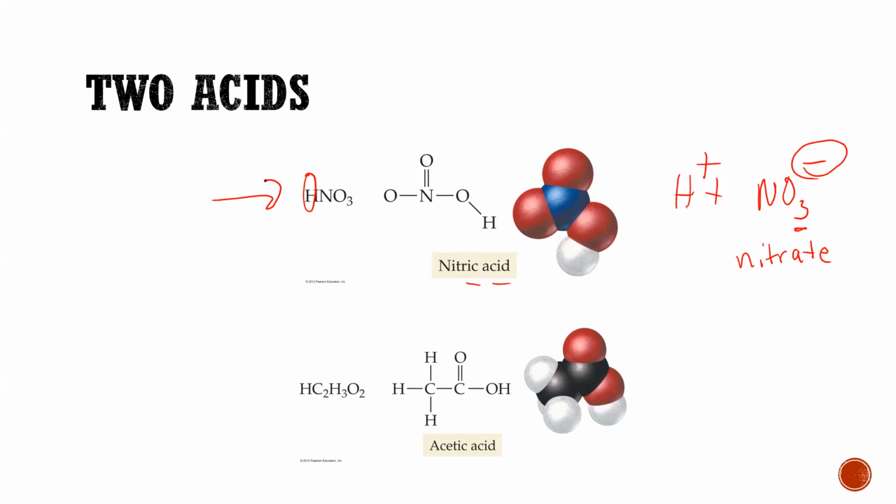Now, with acetic acid, if I remove this hydrogen, what's left? C2H3O2 minus. Why is it only -1? Because there's only 1 hydrogen. And this would be the acetate ion.